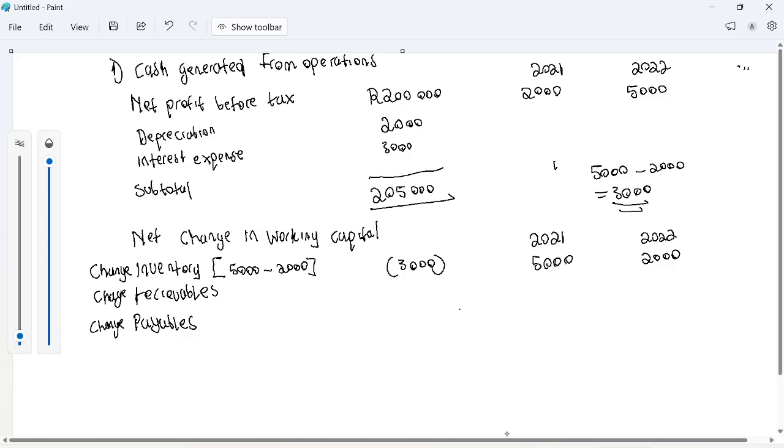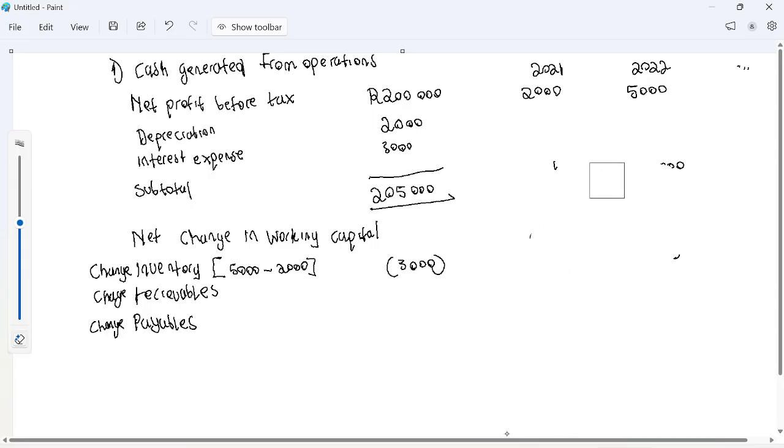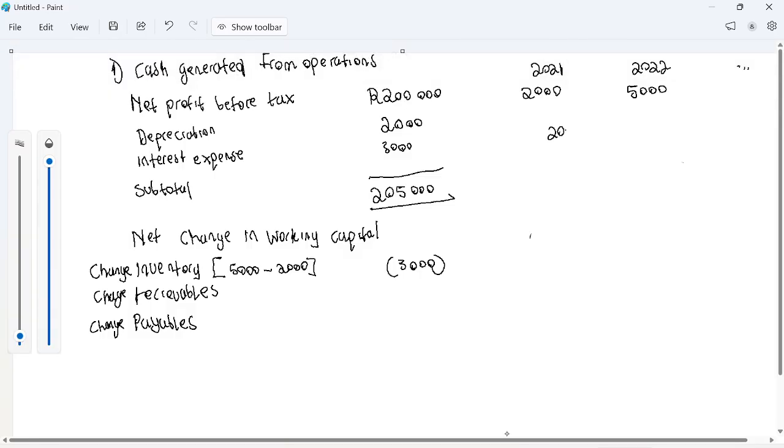So yeah, I'm going to move to receivables now. Please interpret it like this, guys. Always in the exam or in the test, please make sure you interpret it like that, right? Now let's say in 2021 again, in 2022 we have receivables of, let's say, 3000, and then in 2022 there was 6000, right?